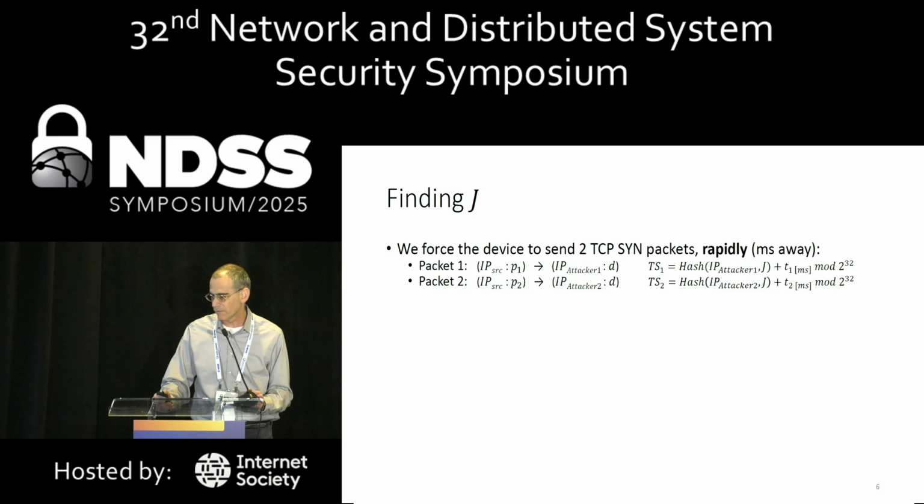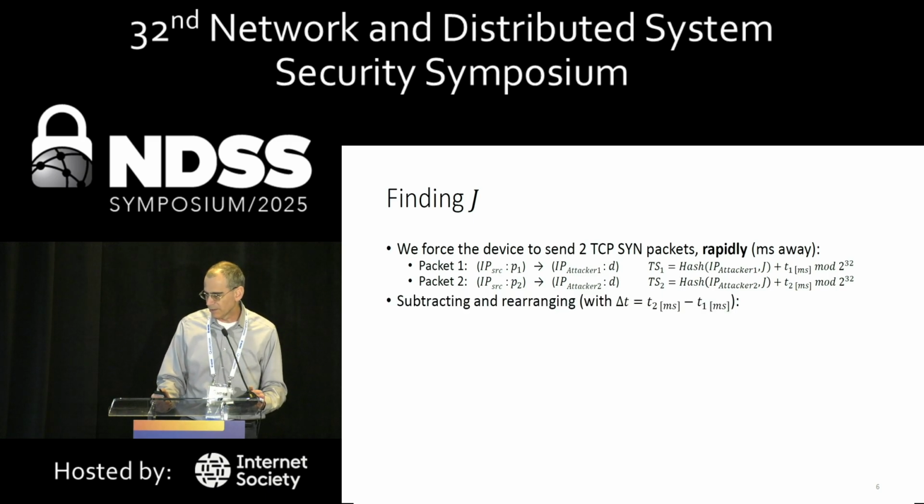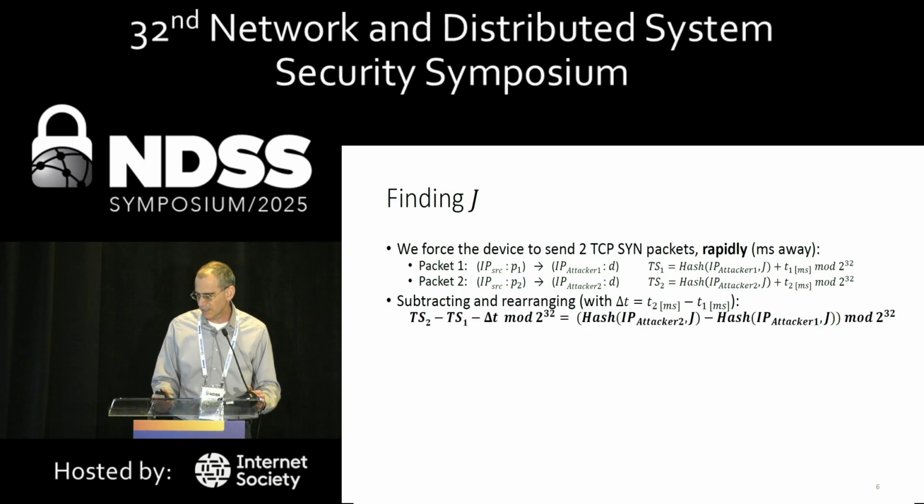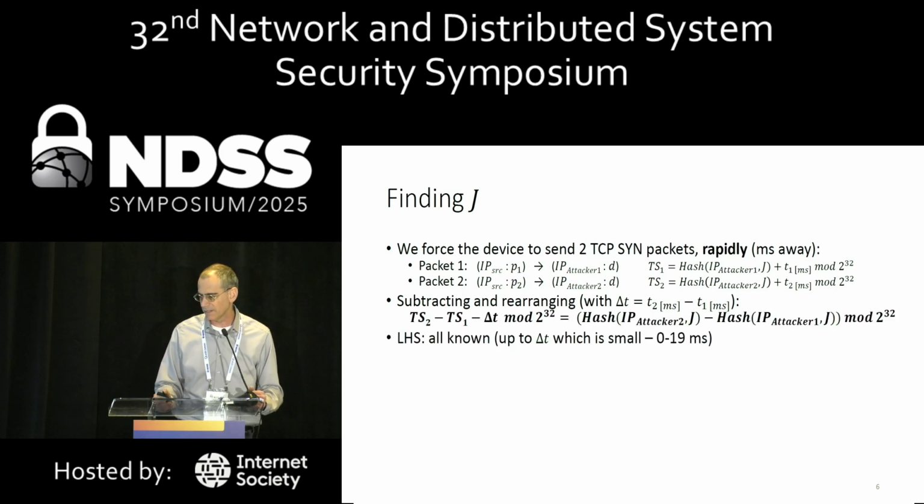And using the malicious JavaScript, or e.g. WebRTC, we can force the browser to send us 2 TCP SYN packets rapidly. And you can see the timestamp calculation on the right-hand side. Those 2 packets go to 2 different attacker IP addresses. And by subtracting and rearranging the equations on the right, we get to this lovely equation where at the left-hand side, everything is known to the attacker. The attacker can observe the timestamps at the attacker's IP addresses.